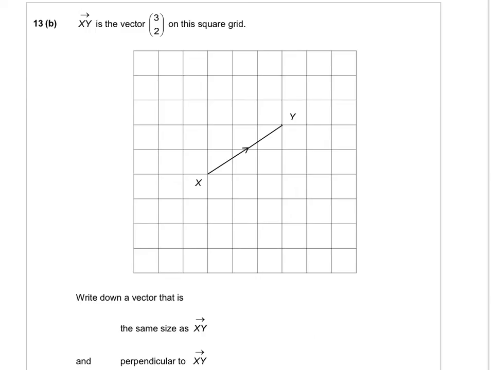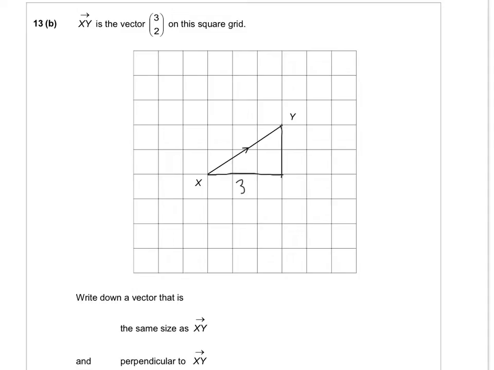Right, so here we have a vectors question, and we're told that vector xy is (3, 2). So we go 3 across, 2 up, and that takes us from x to y. And it says write down a vector that is the same size and perpendicular. So first, if we think about the size, what is the size of this vector? I know that this is 3. I know clearly this is 2.